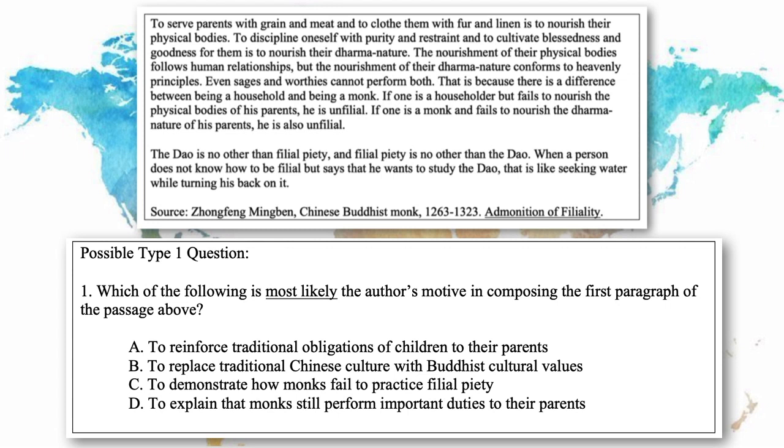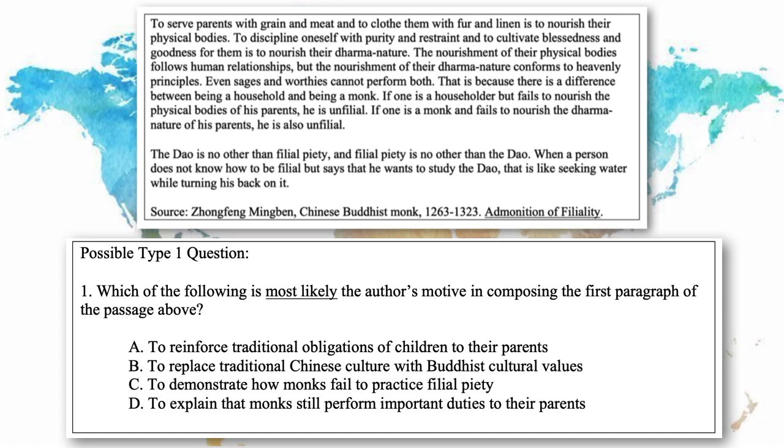If they read and process that stimulus, they'll see, well, it's not A, it's not to reinforce traditional obligations of children to the parents. The answer isn't B, they're not trying to replace Chinese culture. Actually, this paragraph is an apology for monks almost, saying, hey, we do filial piety, this respect and obligations to parents.